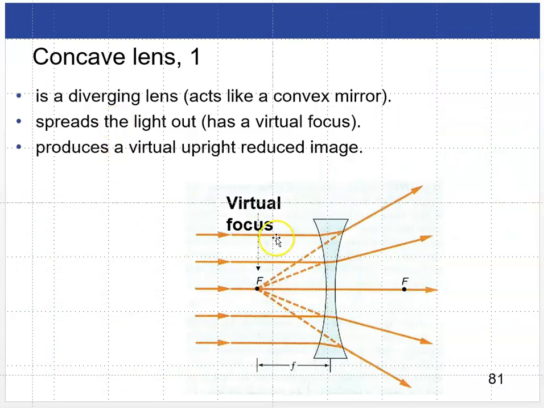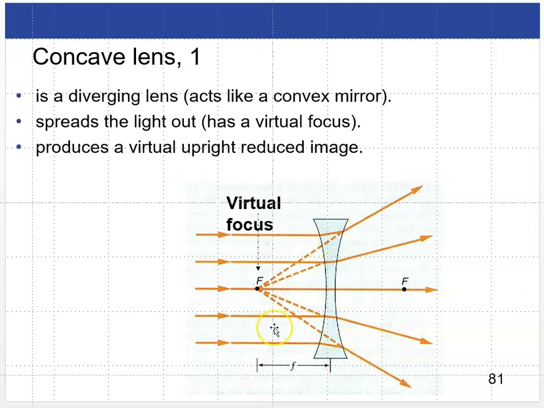Now, a concave lens acts like a convex mirror. It takes parallel incoming light and diverges it as it goes through the surfaces. And when it does so, if you draw an extension of these emerging lines back, they'll come together at a point called the virtual focus or focus point, focal length, and that is a distance f on the same side of this lens as the light is coming from. So this produces a virtual upright image, and it will always be reduced. So it's just like a convex mirror. You cannot get a real image out of a concave lens.